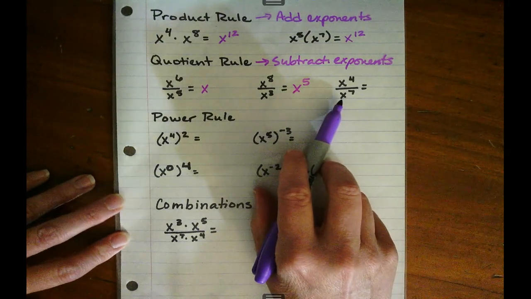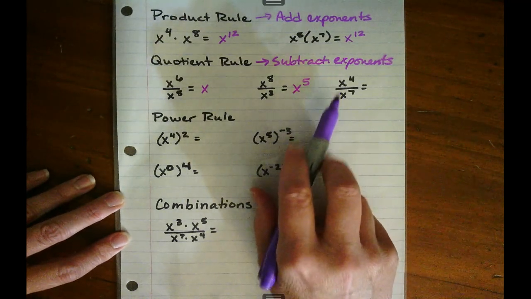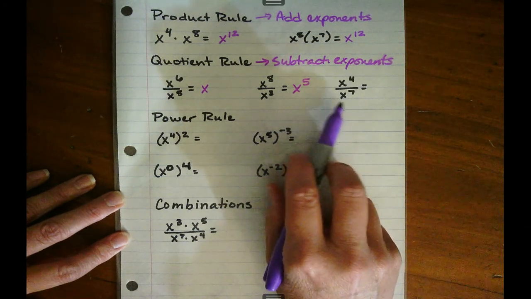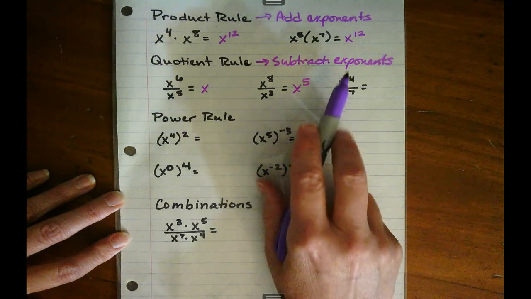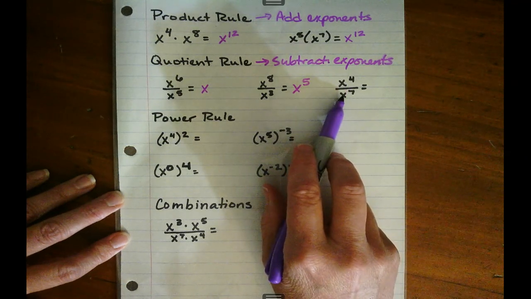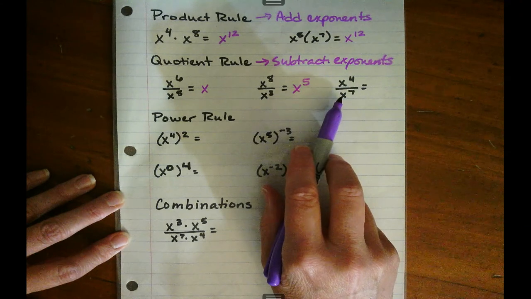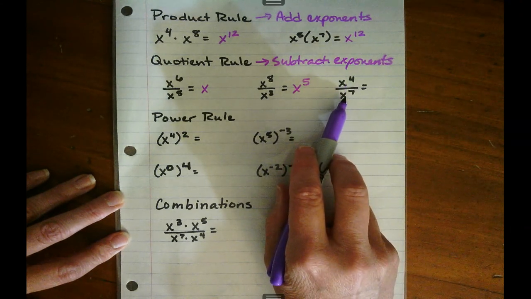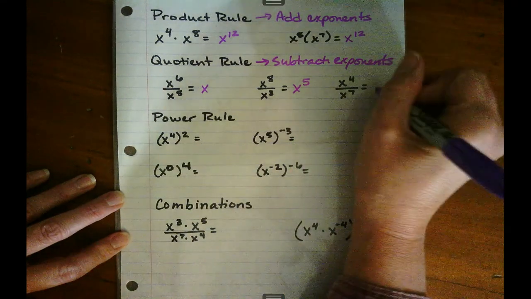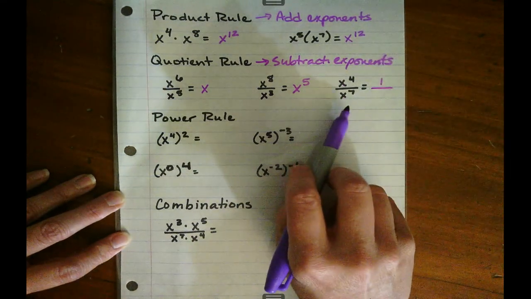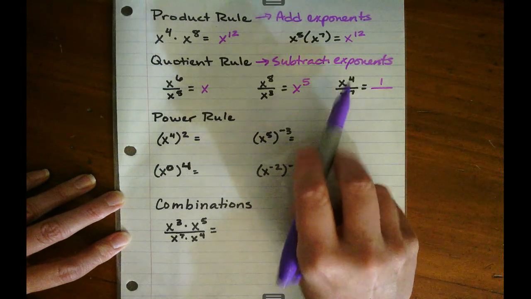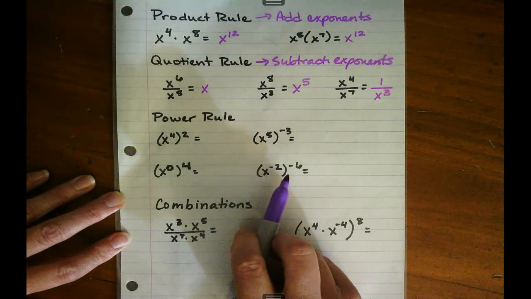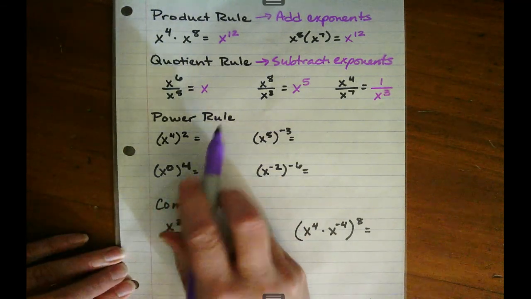The next one is a little bit different. We again have a quotient that we're looking for, but in this case, we have more in the denominator. So if we do 4 minus 7, that's going to give us a negative answer, or we can just look at this as 7 minus 4, and the remaining x's are going to be in the denominator. So we're going to put a 1 in the numerator, and then 7 minus 4, this is x to the third in the denominator. The next section is the power rule.